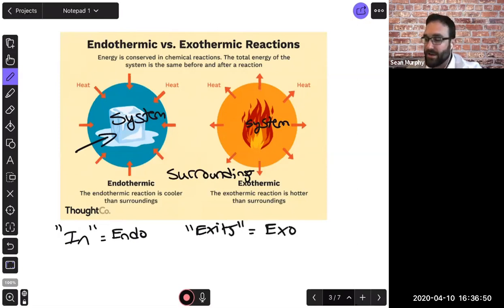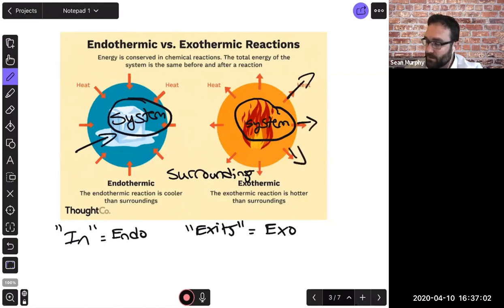Okay, remember everything on the outside of this little system is called the surroundings. Okay, and remember heat is leaving the system and burning that finger. In the ice cube, heat is getting pulled in, pulled in, pulled in. All right, well, that makes pretty good sense. Let's make it a little bit harder.